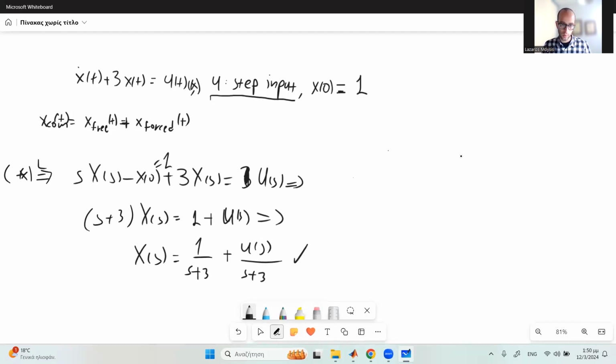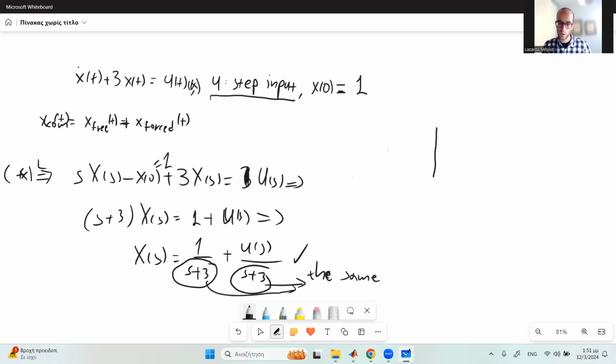Also, it is very important to note that, look at this denominator in both cases, before I replace the Laplace transform of the input, this denominator is the same, both for the free response and for the forced response, right? This is very important a bit later when we are going to discuss about stability, okay?